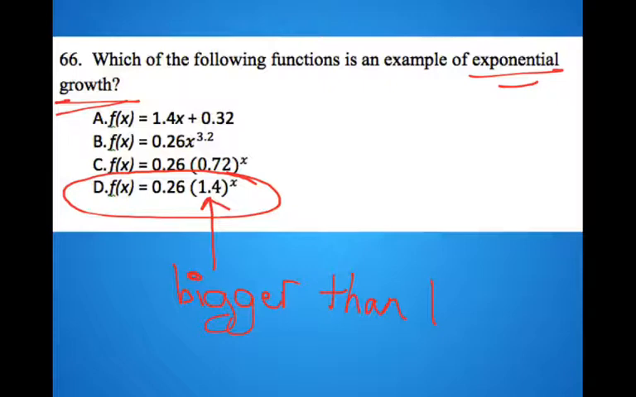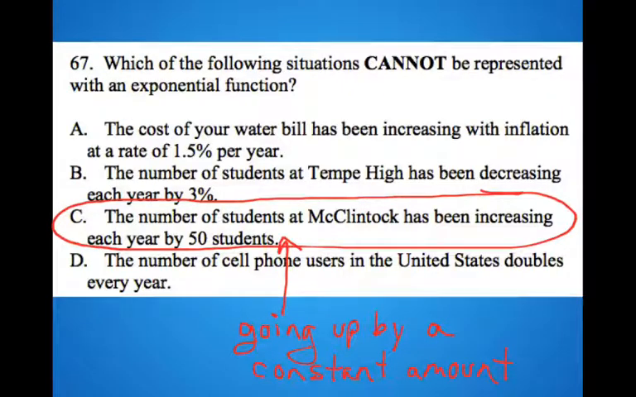Exponential functions have the variable as the exponent, and then you have to make sure that you're multiplying by a number that's bigger than 1 for it to grow. If it's less than 1, then it's exponential decay. Anything that has a percentage like this, these are all exponential growth of some sort. Doubling is exponential growth, so if you have something that grows by a constant amount every single year or day, then it's going to be linear. So C is the answer for that one.